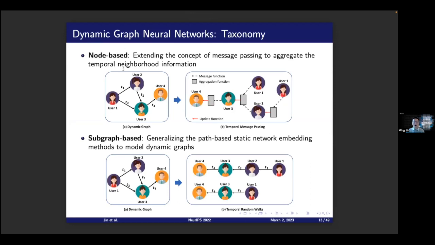With this branch of methods, they extend the concept of conventional message passing to aggregate the temporal neighbors' information. As you can see here, it's quite similar to the example I provided in my previous slide. Another branch of methods is the subgraph-based method, which generalizes walk-based static network embedding methods, like DeepWalk and node2vec, to model the dynamic graph. Among this kind of method, the concept of temporal random walks is widely used, right?